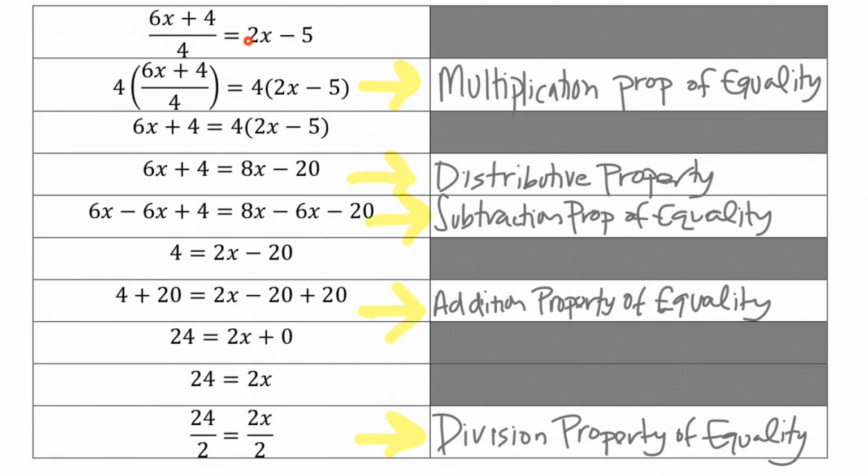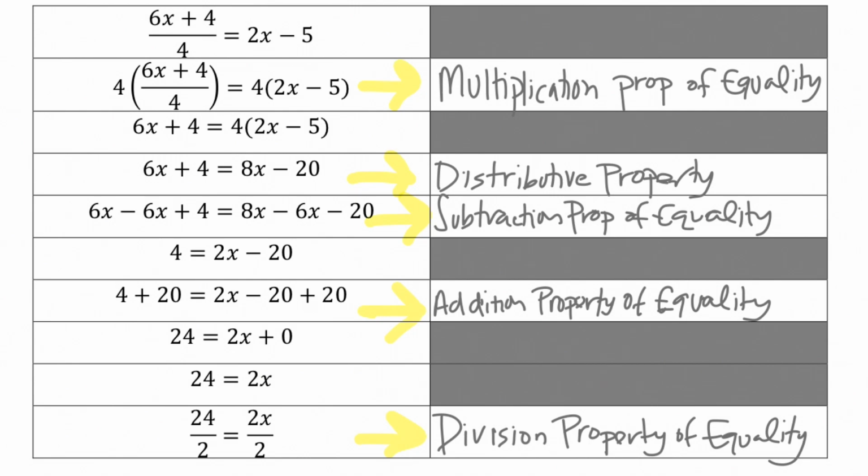Since the denominator of this giant fraction is 4, I know that I can undo that by multiplying by 4. So they multiplied both sides of the equation by 4, and if you multiply both sides of the equation by the same value, that's the multiplication property of equality. Then they do whatever math that does, and we end up with this new expression, 8x minus 20. What they did is they distributed that 4 using the distributive property.